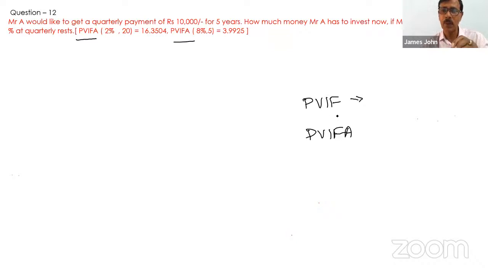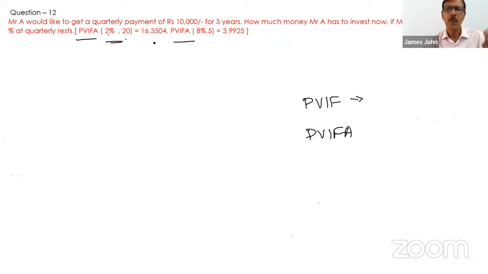Always when they say PVIF or PVIFA, it will be followed by these two things, a percentage and a number. This percentage represents the interest rate, and the number is the period of the annuity. So 8%, 5 means 8% is the interest rate of the annuity, and 5 is the years, 5 years.